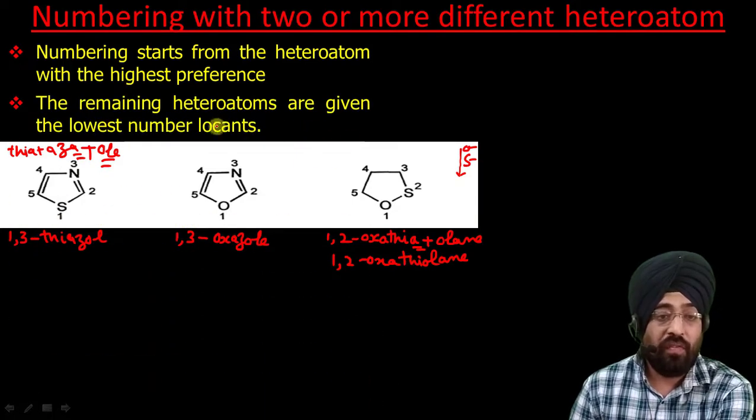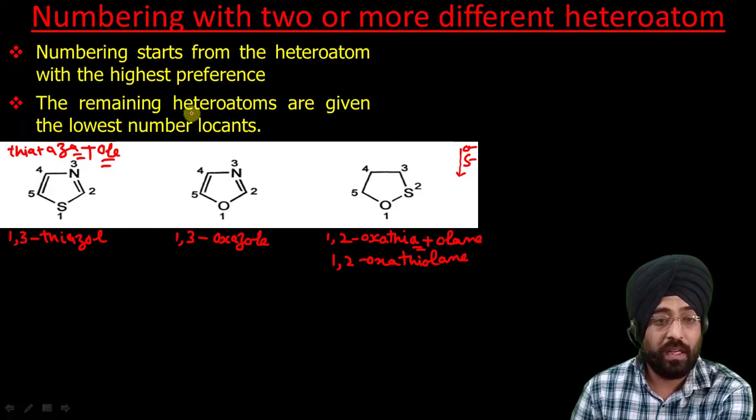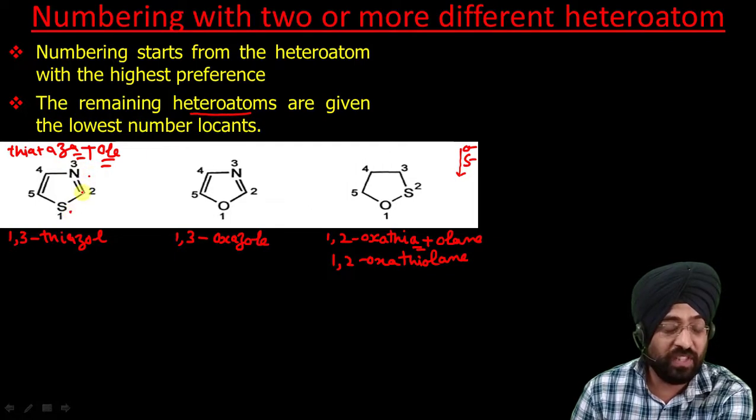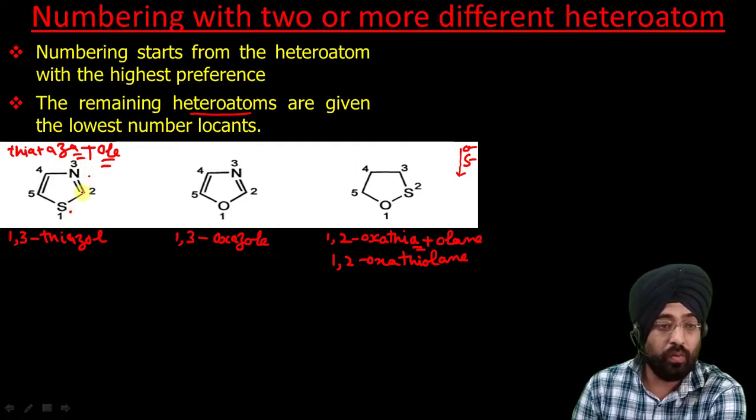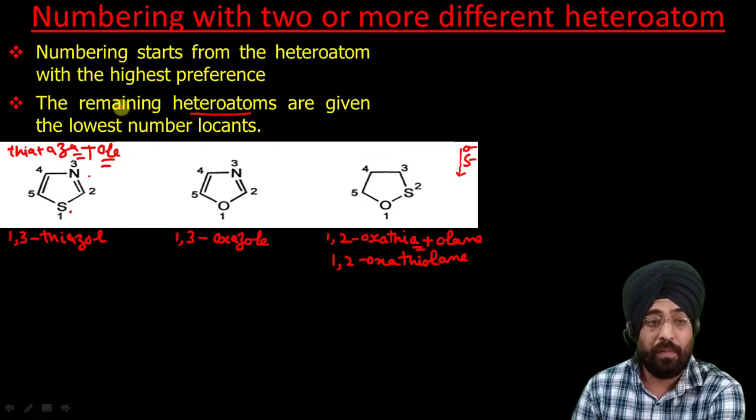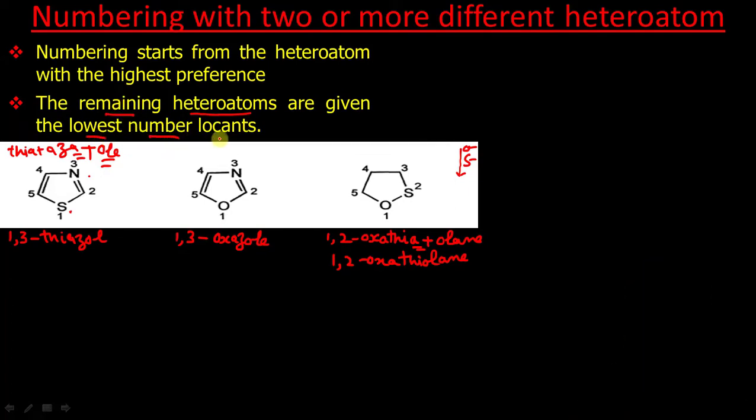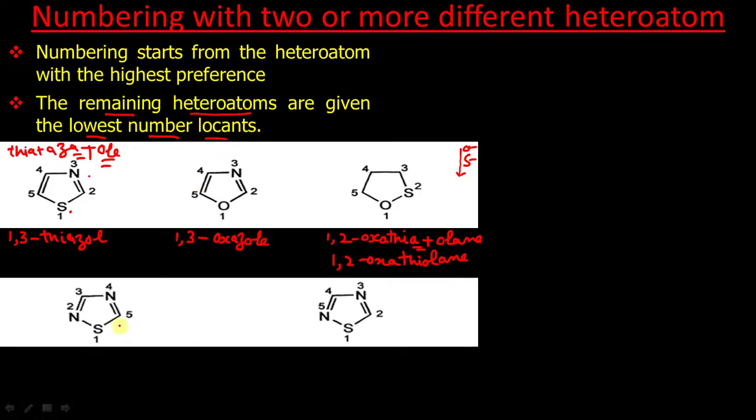Now if we have more than one other remaining heteroatoms, then what? Here we have only two heteroatoms which were different. Suppose we have more than two heteroatoms, what do we have to do with the remaining heteroatoms? When we number them, the remaining heteroatoms are given the lowest number locants. Let us understand this by one example. Suppose we have this case. Now out of sulfur and nitrogen, which has higher preference? Sulfur. So the numbering will start from sulfur.